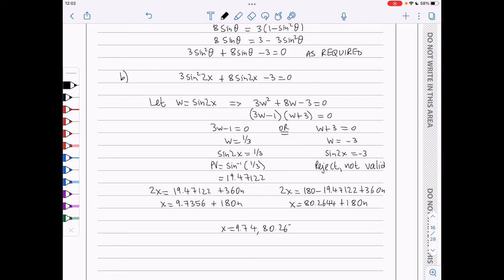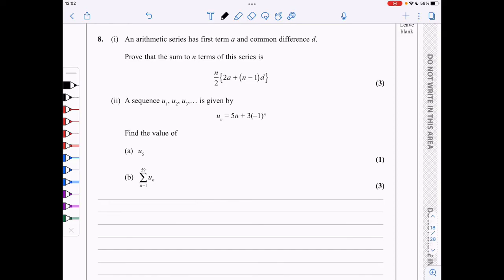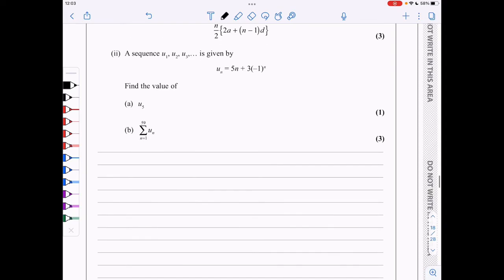80.26 degrees. Question 8, an arithmetic series has first term a and common difference d. We need to prove the formula for the sum of the first n terms of this series. So I will call this Sn, which is the first term plus the second plus the third plus dot dot dot up to n, including the nth term.